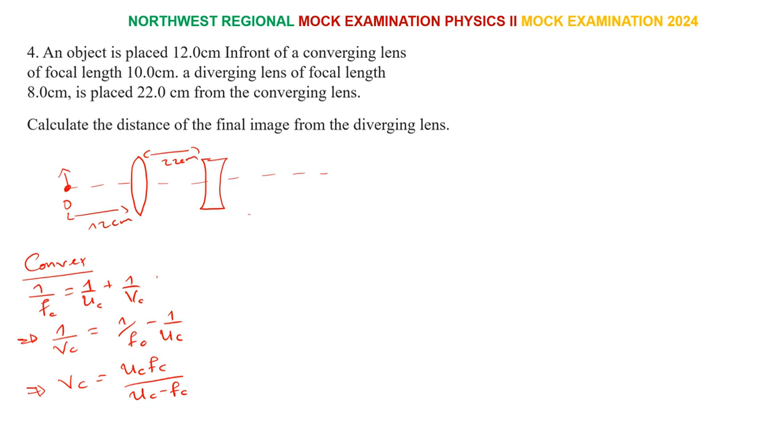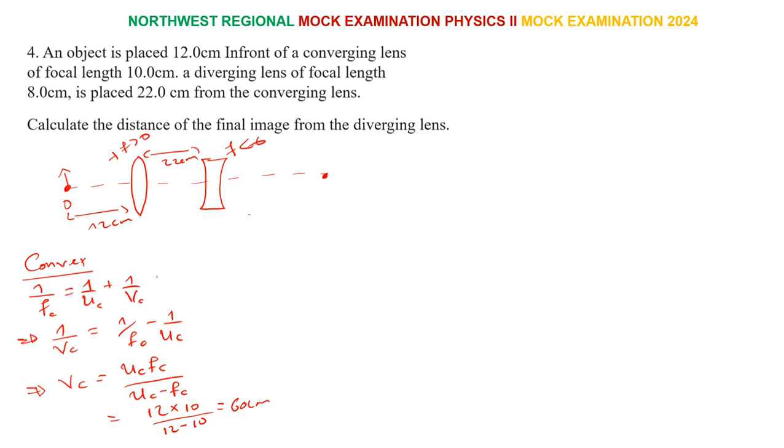For the numerical application, u is 12 times the focal length, which is 10, divided by 12 minus 10. 12 times 10 is 120, divided by 2, gives 60 centimeters. Notice that a convex lens is also known as a positive lens, so the focal length is positive for a convex lens, and for a diverging lens, which is a negative lens, the focal length is negative. So the image with respect to the convex lens is 60 centimeters, found somewhere here.